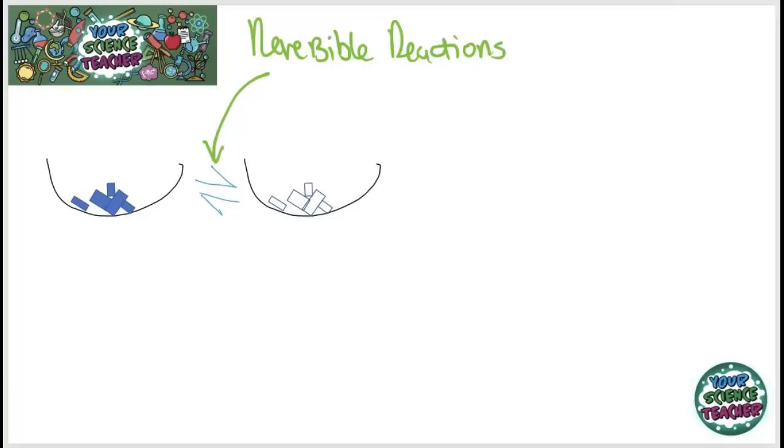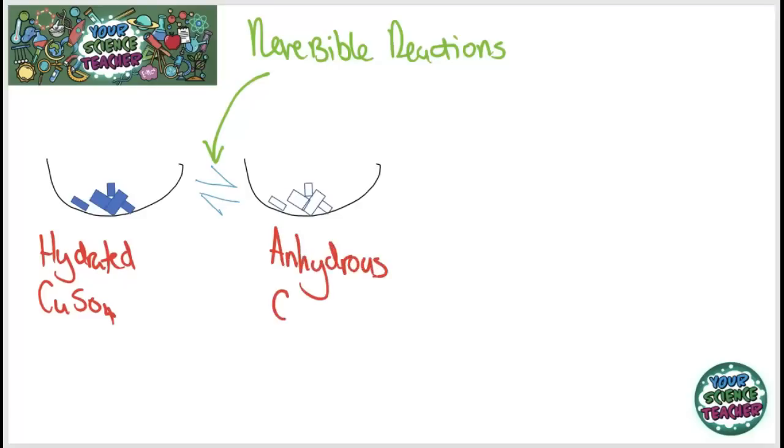Here you can see that I have hydrated copper sulfate, which is blue in its natural form. However, when you heat up hydrated copper sulfate, what you notice is that it becomes this white color, and the reason why it goes white is because it becomes anhydrous copper sulfate, and this is a reversible reaction. The forwards reaction we can call endothermic because it requires heat. It's taking in heat from the environment. You need to use a Bunsen burner.